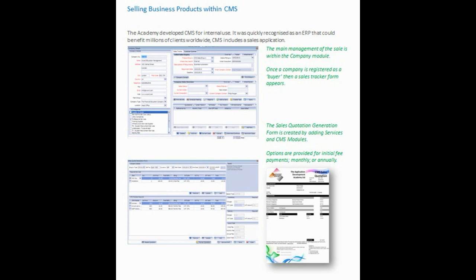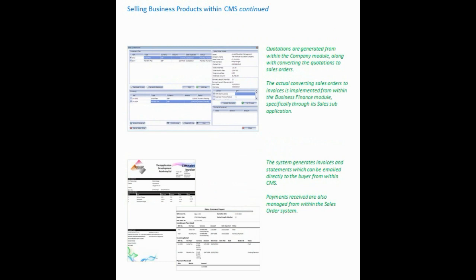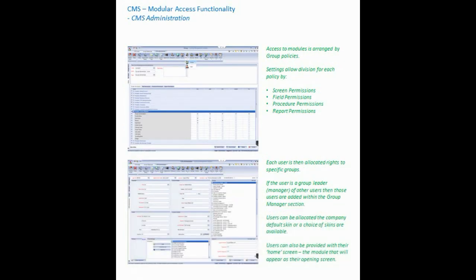The actual converting of sales orders to invoices is implemented from within the business finance module, specifically through its sales sub-application. The system generates invoices and statements which can be emailed directly to the buyer from within CMS. Payments received are also managed from within the sales order system.